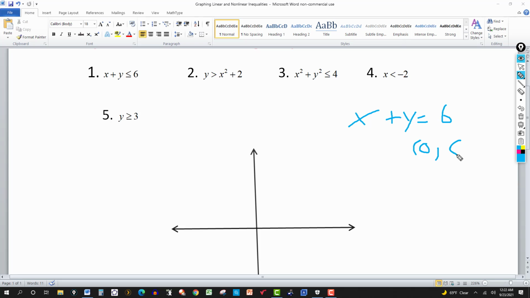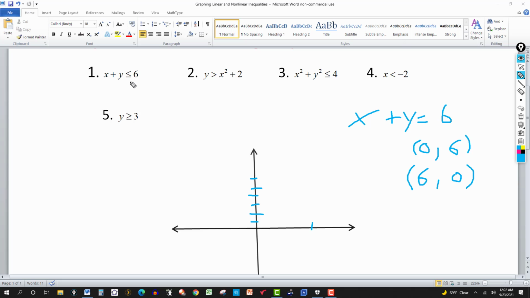So I get the y-intercept. I'll pick y to be 0 now. And x is also 6. So then I just plot these points. So we go 1, 2, 3, 4, 5, 6, 0, 6 for the y-intercept, and then 6, 0 for the x-intercept. So I'm just going to say 6 is about 6 units from the origin, it's about right there. And then I draw a line.